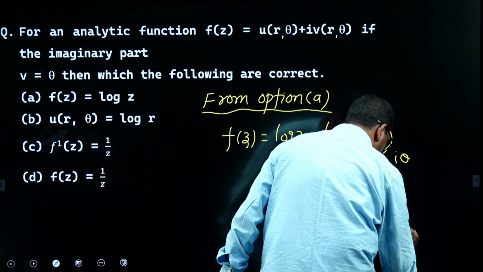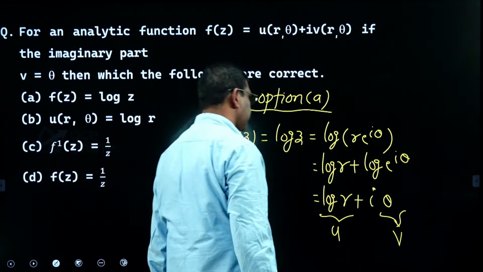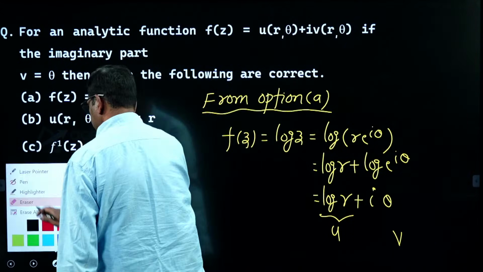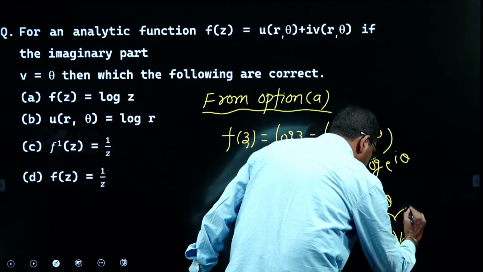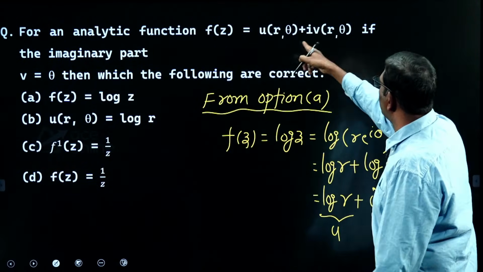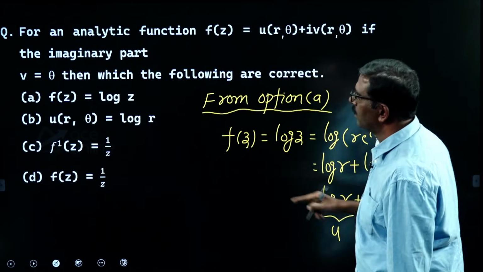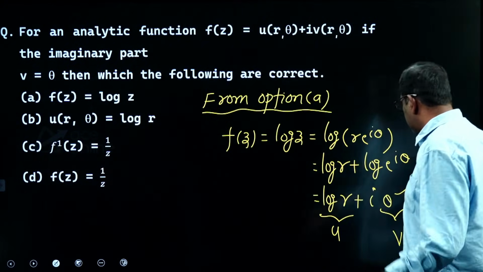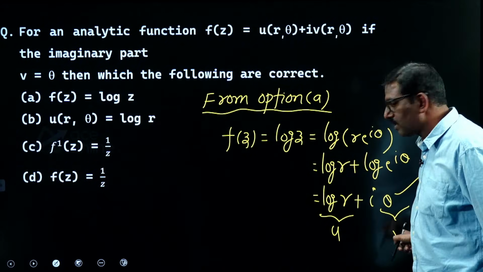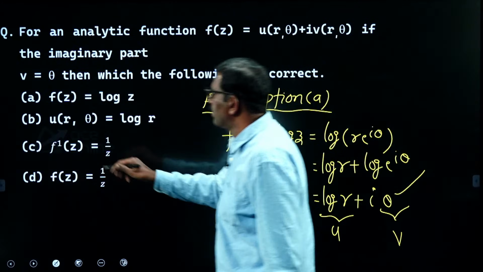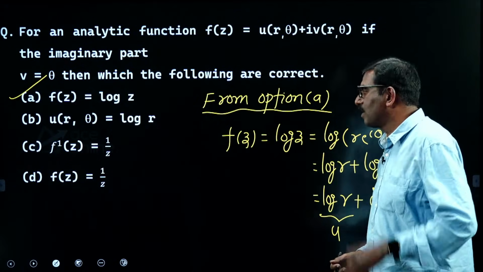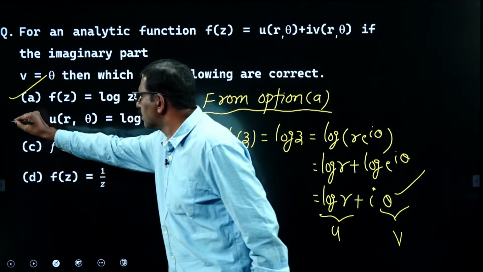So, the imaginary part v is theta. Understood clearly? For an analytic function f of z equal to u of r comma theta plus i into v of r comma theta, if the imaginary part v is theta, then only for the function log z do you get the imaginary part theta. So f of z equal to log z is the corresponding analytic function. So option A is correct. The real part u of r comma theta is log r, which is also correct.